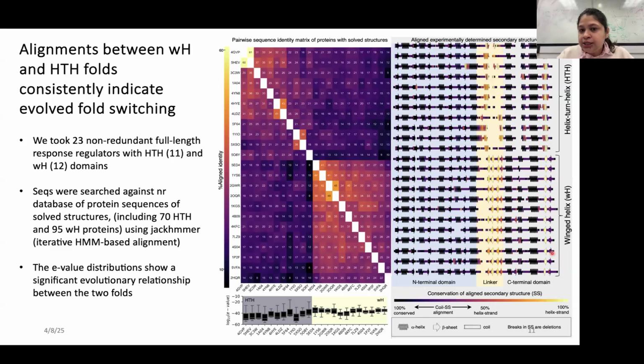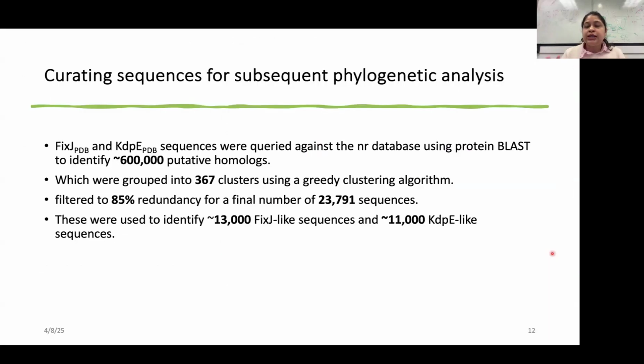So with that, what we needed to do was to really curate sequences for subsequent phylogenetic analysis. So now that we know these two subfolds exist in this protein family, we want to understand how they came about. And to do that, we have to make sure of the sequences that we start with in our data set. So we took all our sequences of the FixJ sequences of solved structures from PDB, and same with KdpE. And these were queried against a non-redundant database using protein BLAST.